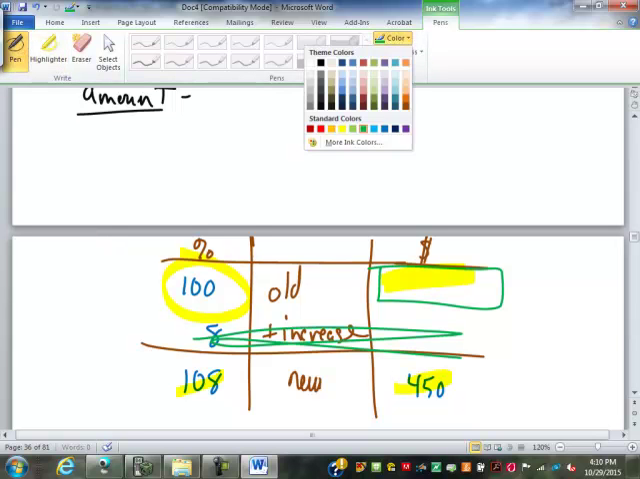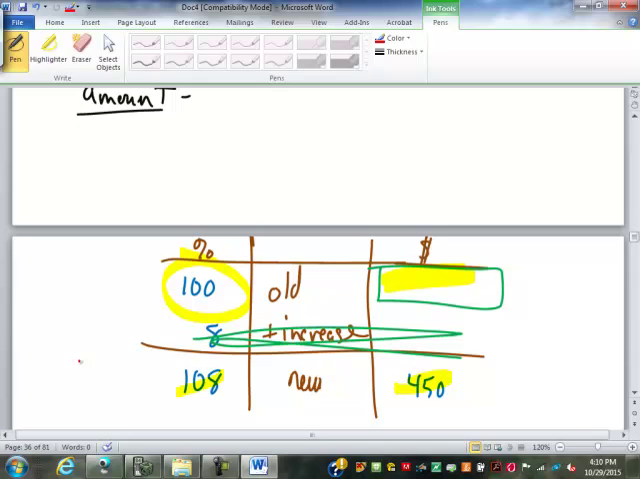So now it is cross multiply. What two numbers are we going to multiply? 100 times 450. Those are the two that are diagonal from each other. So that's 45,000, divided by 108, which should be $416.67.